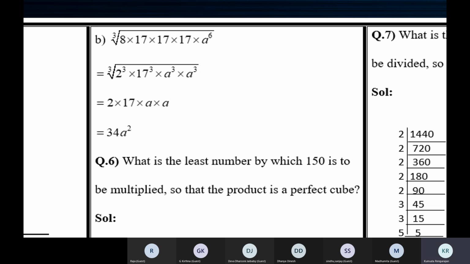So now we got 30 as the answer. Then 150 into 30 gives us 4,500. But 4,500 cannot be a perfect cube because it ends with only 2 zeros. So which straight away says our answer is incorrect. So check again.